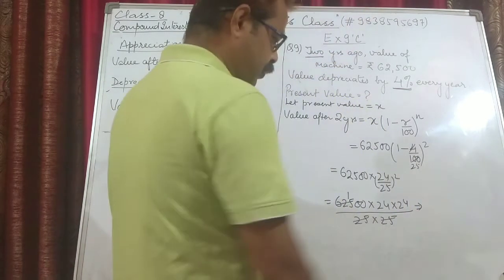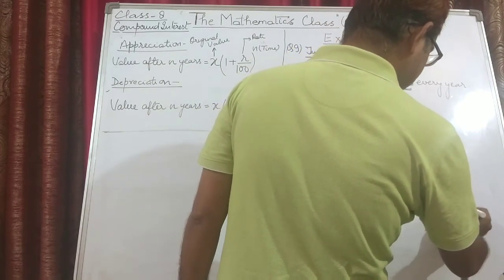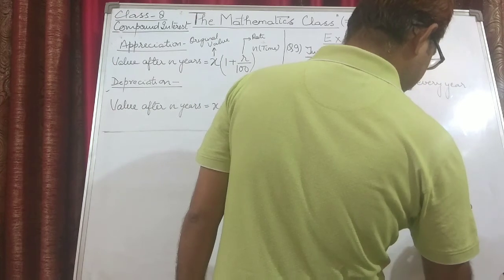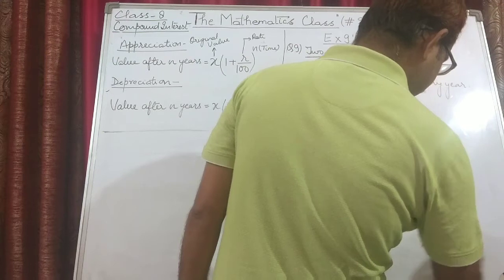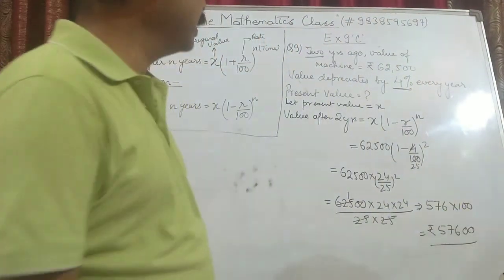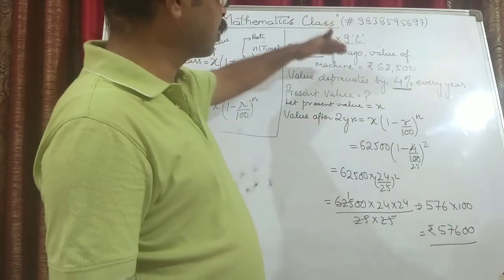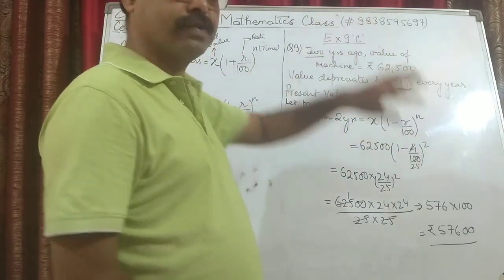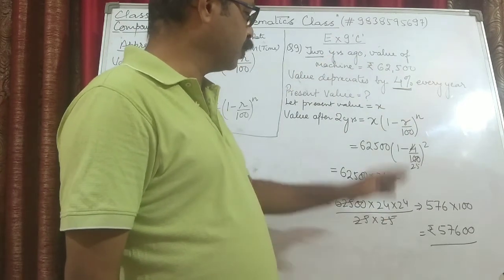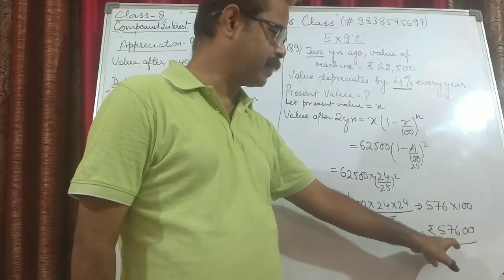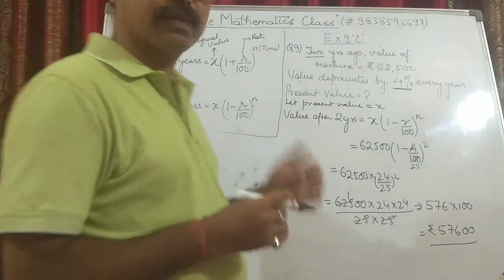By 625 it will be 100. And we know 24 into 24 is 576. So into 100, it is rupees 57600. So this will be the value of the machine 2 years from now. In this case, since the value of the machine 2 years ago was 62,500, today's or present value will be 57,600. This is how we solve the question.